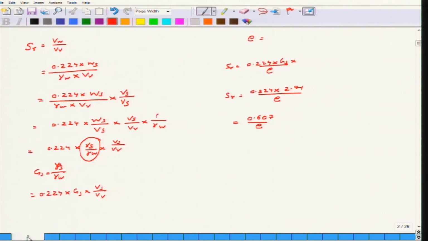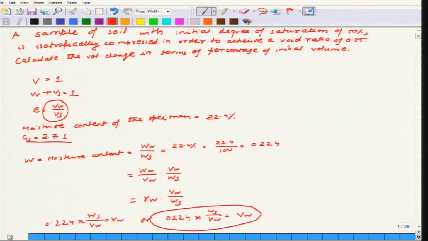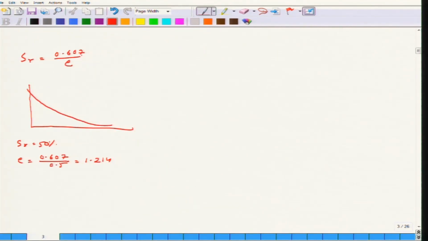So, basically we are asked to find out the void ratio. In the first question, the moisture content of the specimen was 22.4%, and the specific gravity of soil solids was said to be 2.71. Along with it, it was also said that the degree of saturation of the soil was 50%. So, now we know the relation, and from there we can find out that E is 1.214. Now, coming back to our original conditions, 1.214 is now our E. So, E is equal to Vv by Vs, which is equal to 1.214.